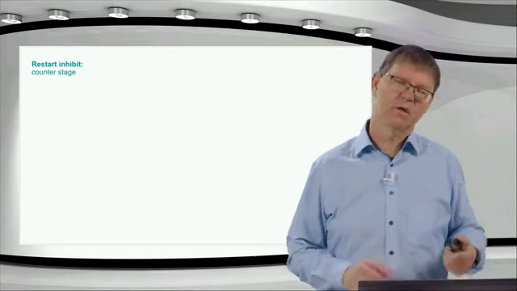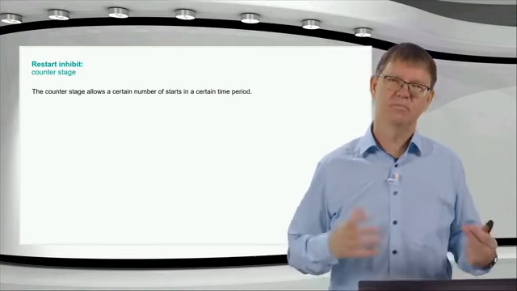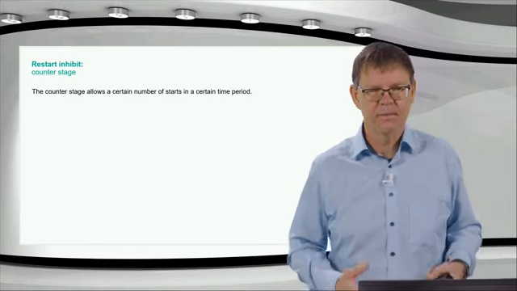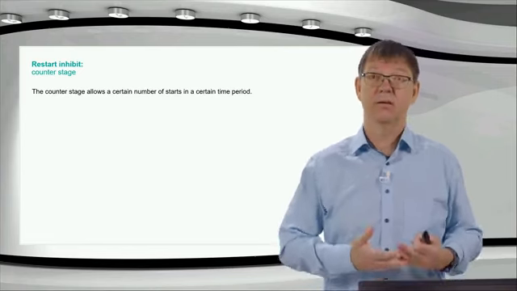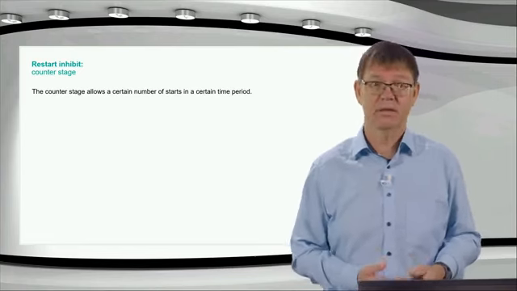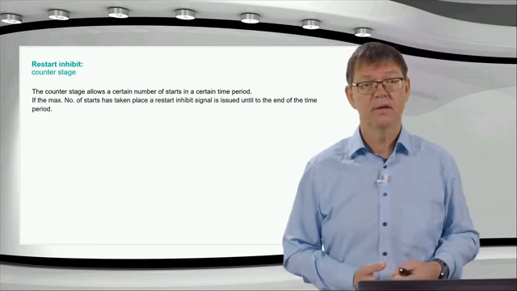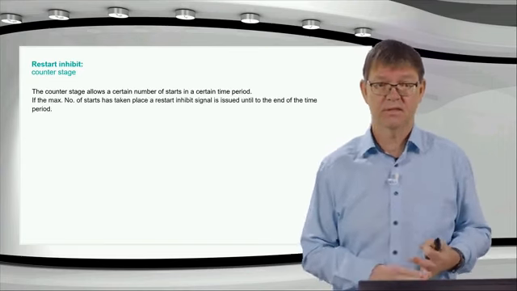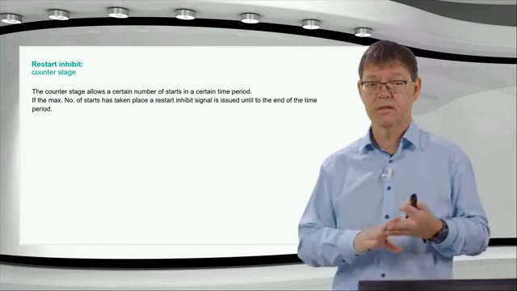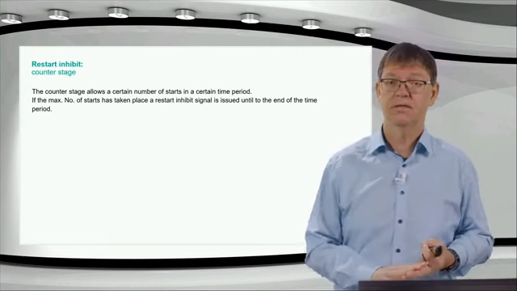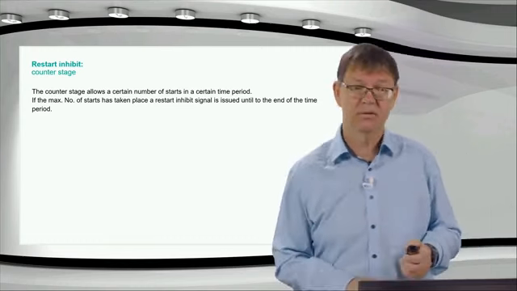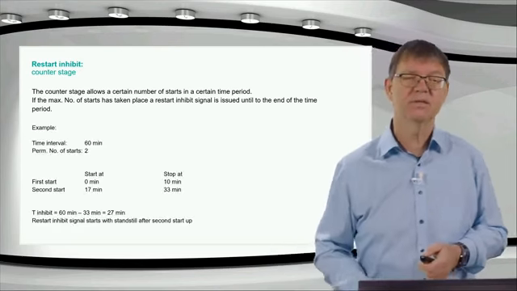And yeah, let's come to the counter stage, the second part of this function, the second stage. The counter stage allows a certain number of starts in a certain time period. That means if the maximum number of starts is taking place, a restart inhibit signal is issued until the end of this time period. I have a diagram later, we see that.